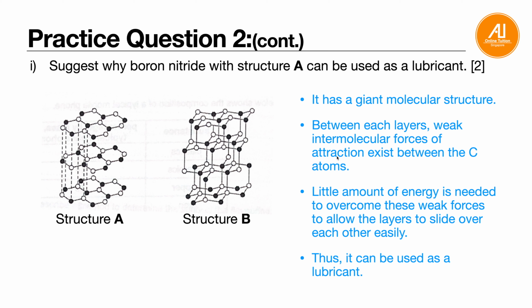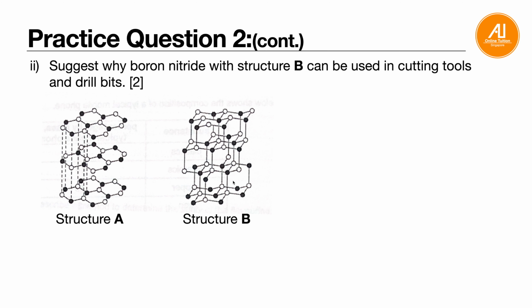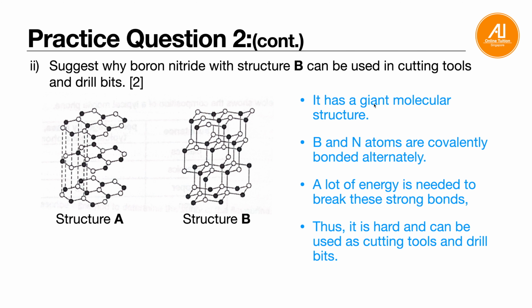Part 2, why structure B can be used in cutting tools. Answer. So we emphasize the structure again. It has a giant molecular structure. Boron and nitrogen atoms are covalently bonded alternately. A lot of energy is required to break these strong covalent bonds. Thus, it is hard and can be used as cutting tools and drill bits. So in this case, the keyword is strong covalent bonds. A lot of energy is required.